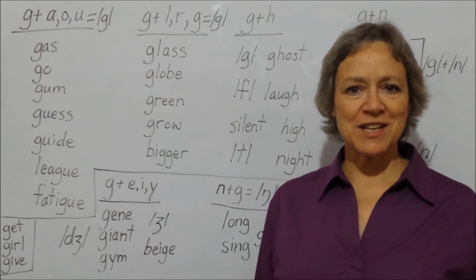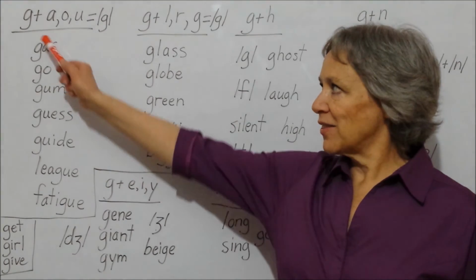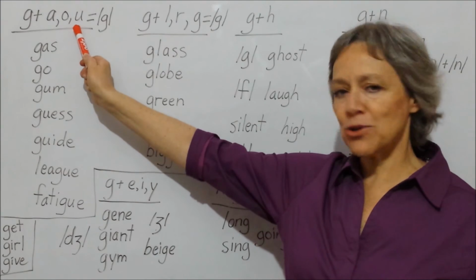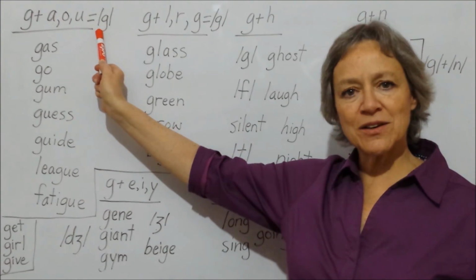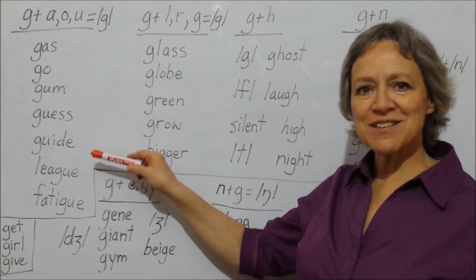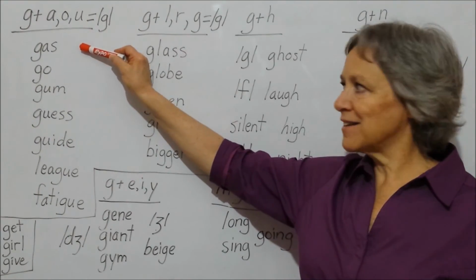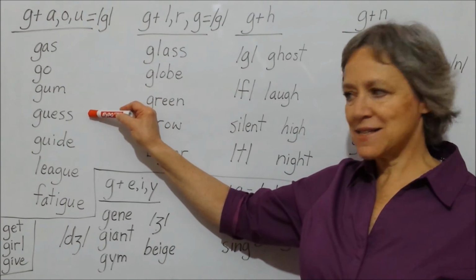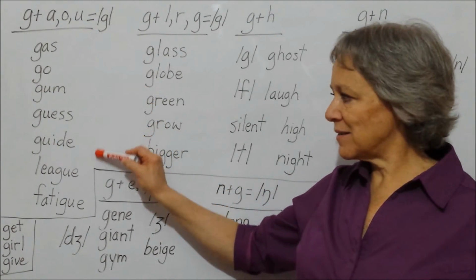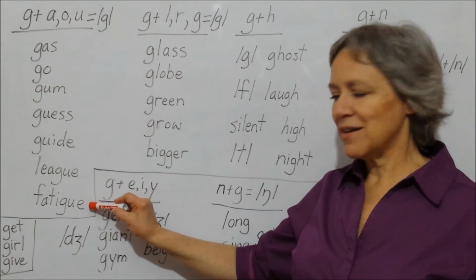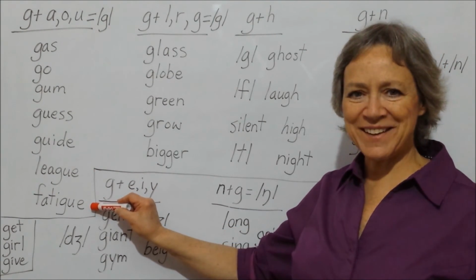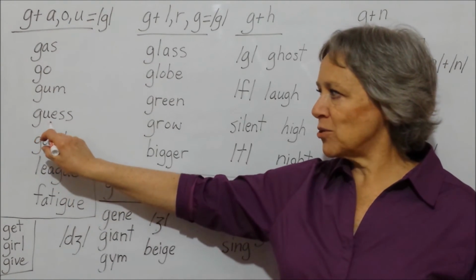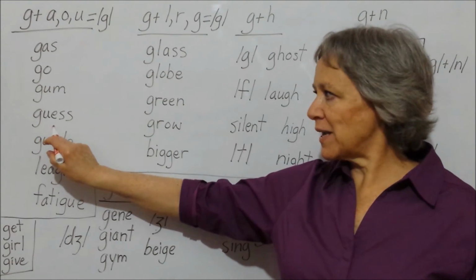Here's a summary of what we have seen so far. The letter G, when followed by A, O, or U, usually sounds like G. Here are some examples. Gas, go, gum, guess, guide, league, fatigue.